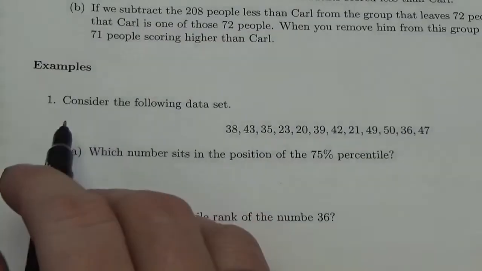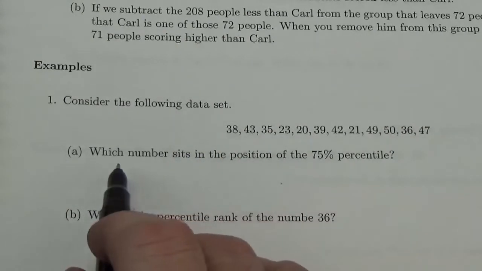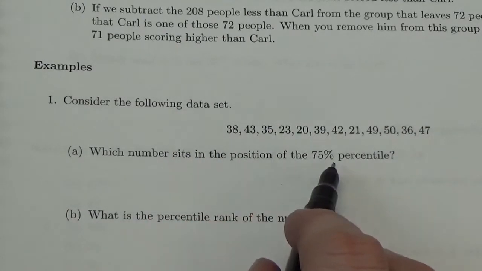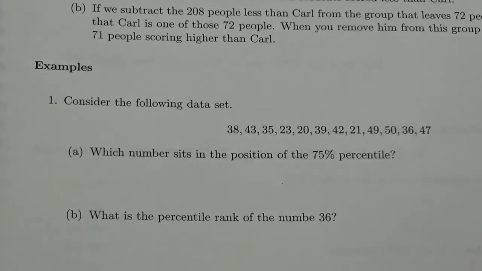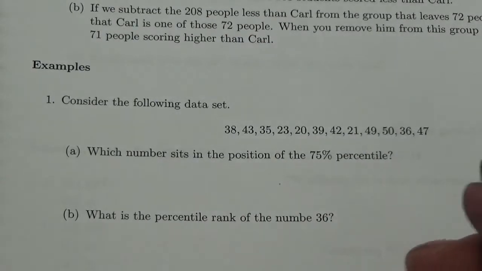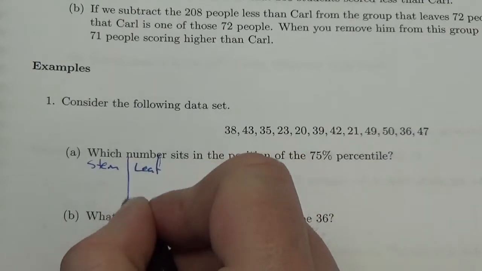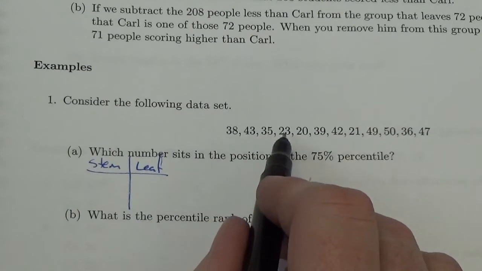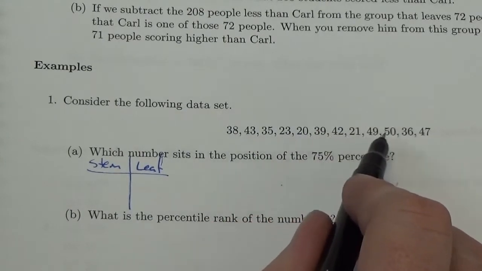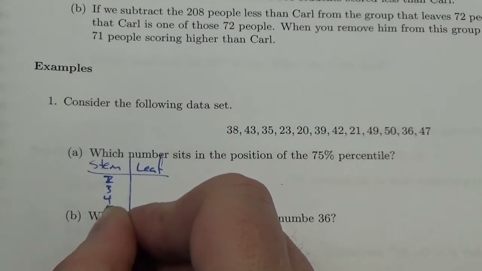Here we go. Let's take a look at this question. It says, consider the following data set. So we've got your values right here. Which number sits in the position of the 75th percentile? Before we do this, we have to put the data in order. So let's go back and use our stem and leaf plot. When I look at my stems, I've got 3, 4, 3, 2, so 3, 4, 2, and a 5. So 2, 3, 4, 5.